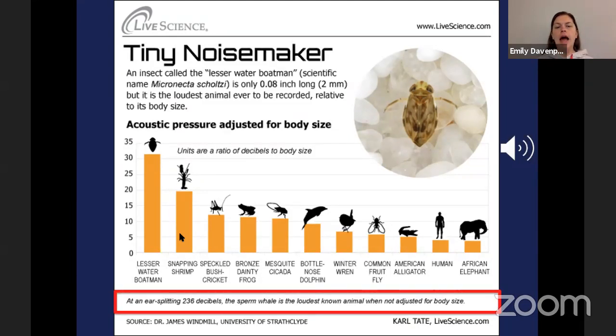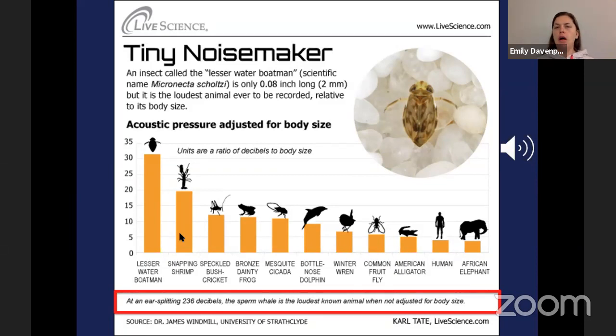And then the loudest animal, not adjusted for body size, is the sperm whale. The sperm whale can make a noise at 236 decibels. It's actually dangerous to dive with sperm whales because of the noise that they can make. Divers have been hurt because of the loud noises. They can rupture your eardrums. The sound shock can actually break bones.